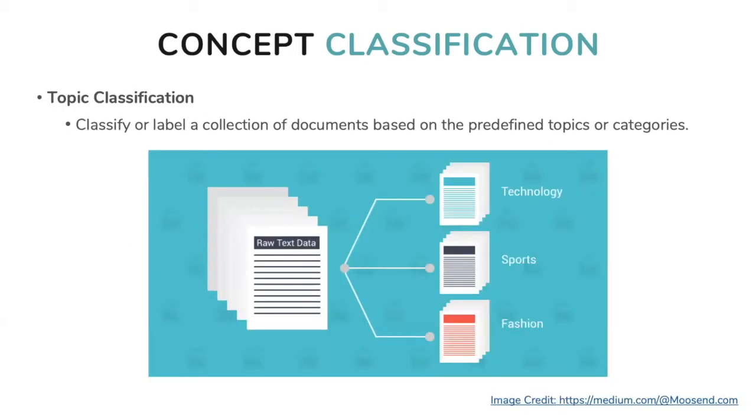And for topic classification, here it classifies a collection of documents. For example, if the raw data in the illustration here is a news article, the topic classification will help us to categorize it in the category on the right side. Will it be in technology, sport, or fashion?